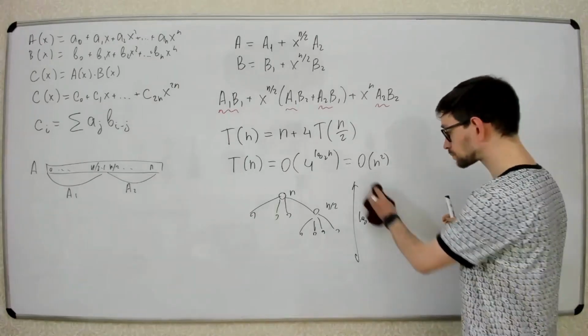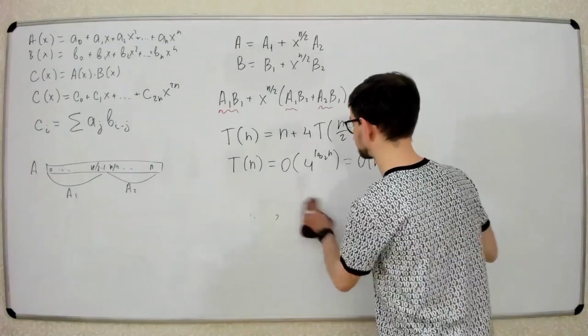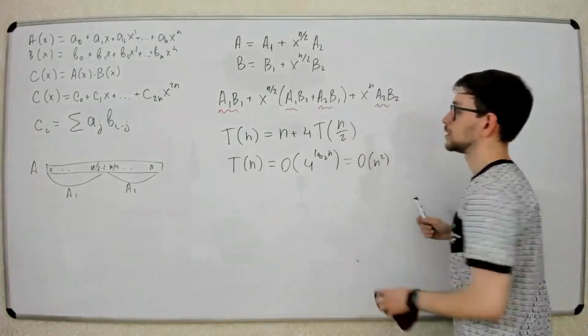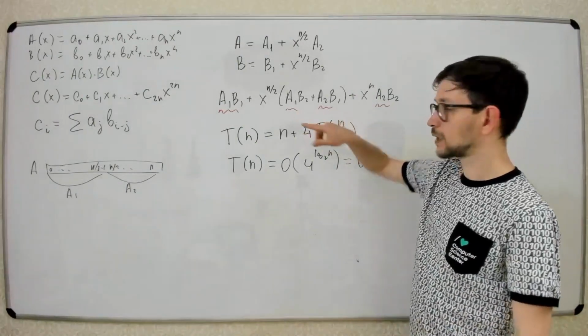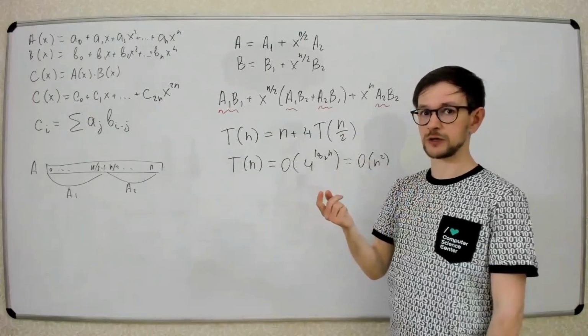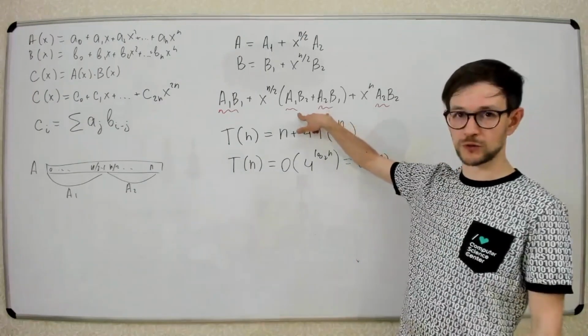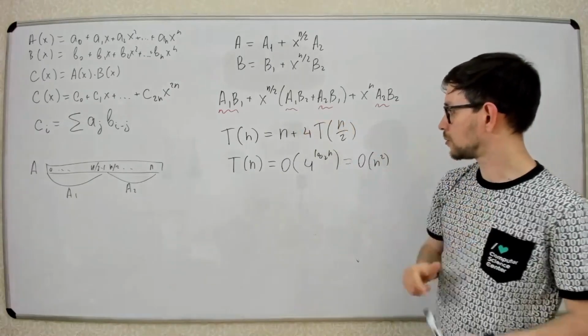But we can improve it. So let's see what's happening here. We don't need to have these two products separately. We need to calculate only the sum of these two products. To calculate the sum of these two products, we will do the following trick.